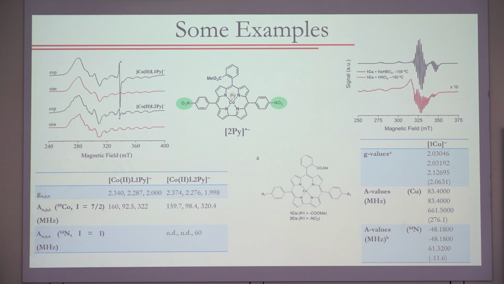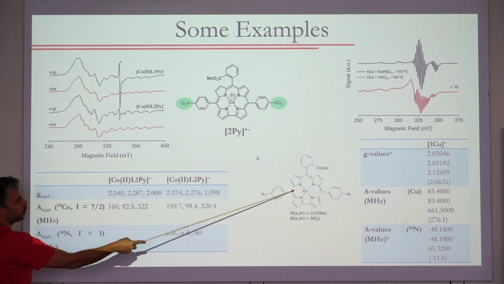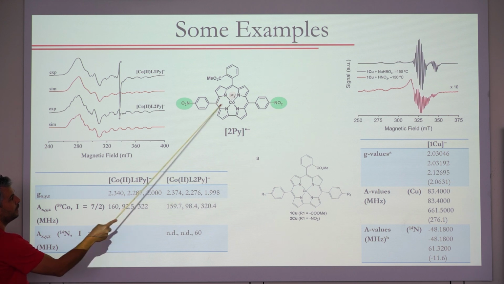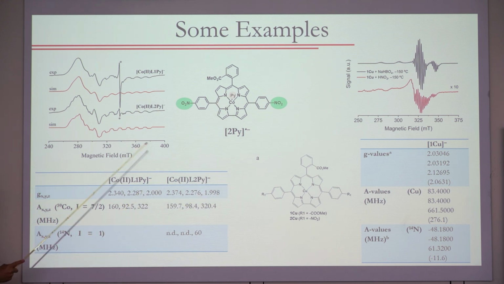Another example, these are my own because it's easier to find my own figures than to search Google. These are cobalt and copper corroles, which are cobalt or copper 3, but I can reduce them chemically. If you reduce them, you see something like this. This signal is some impurity, but you get something like this that is an inverted axial spectrum, and you can get the A values and the G values, 2.34, 2.28, and 2.00.